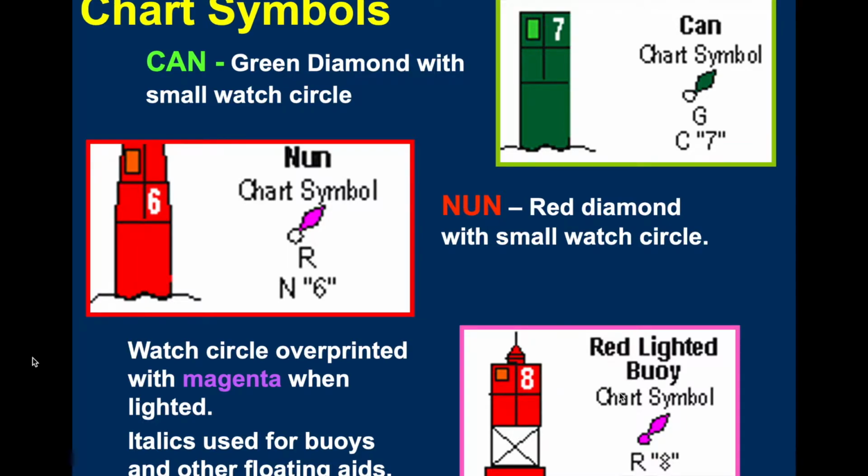This is a red lighted buoy. And you can see it has the same diamond, magenta colored or red colored, but the watch circle at the bottom is also filled in with this magenta color, and that tells me that this is a lit or lighted buoy. This is number 8, and these are the light characteristics for this buoy. It flashes red every 4 seconds. So every 4 seconds you'll see a red flash from this buoy.